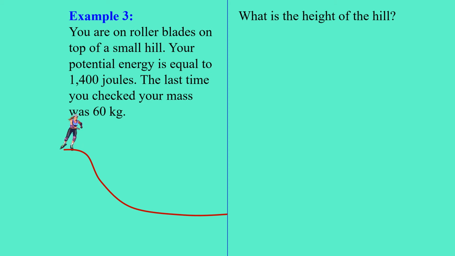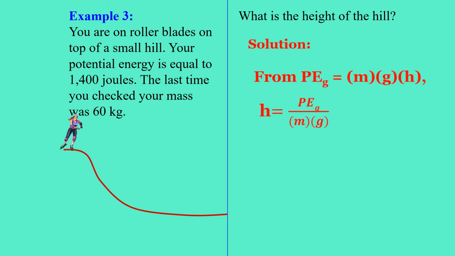Example number 3. You are on roller blades on top of a small hill. Your potential energy is equal to 1,400 joules. The last time you checked, your mass was 60 kilograms. What is the height of the hill? From the formula PEg equals mgh, solving for h, h is equal to PEg over m times g. And substituting the values and simplifying, you get 2.38 meters.